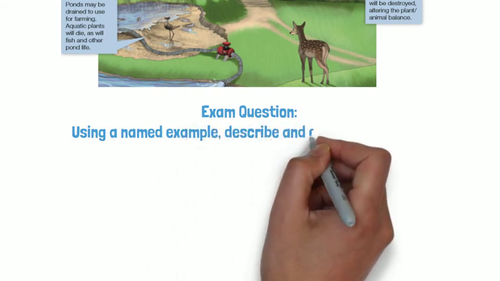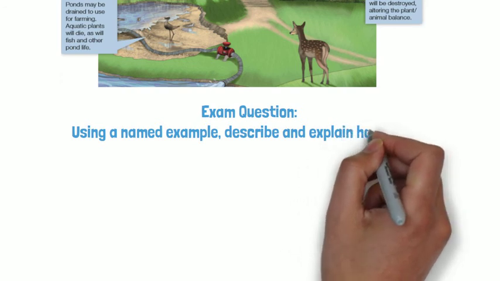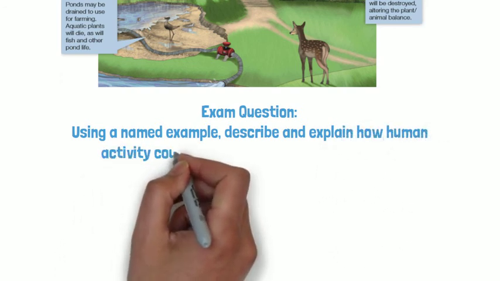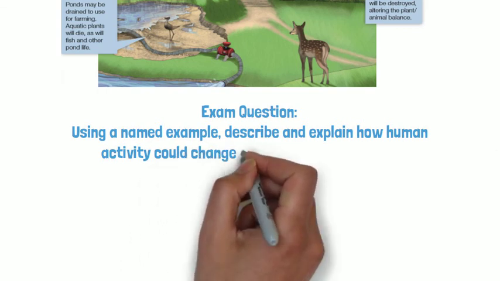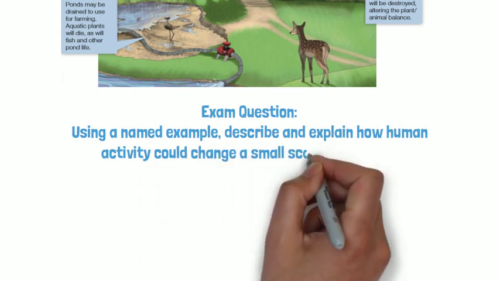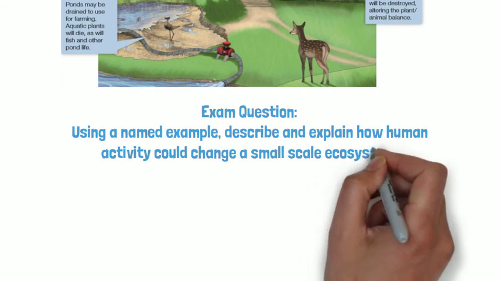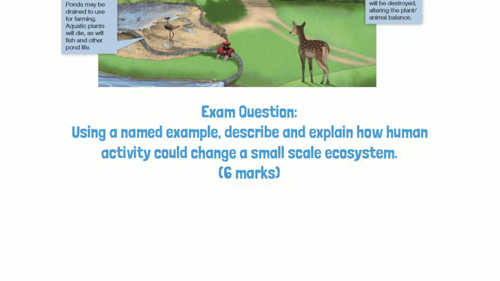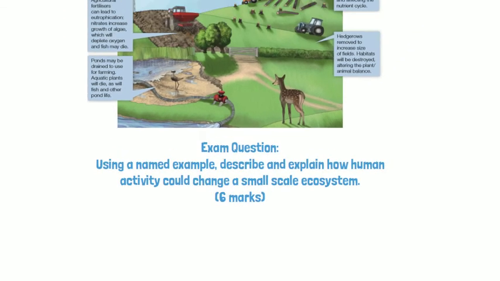So then we've got an exam question here, using a named example. So our named example would be Witton Park. Describe and explain. So you're saying what it is and how that human activity could change a small-scale ecosystem. So you could talk about many of the different human activities that we've mentioned.